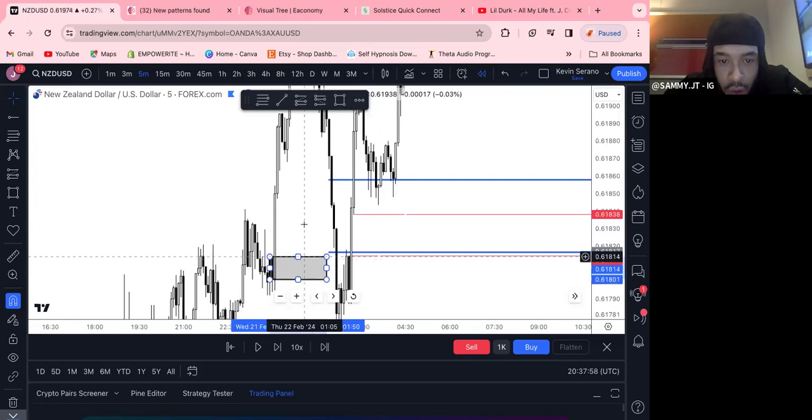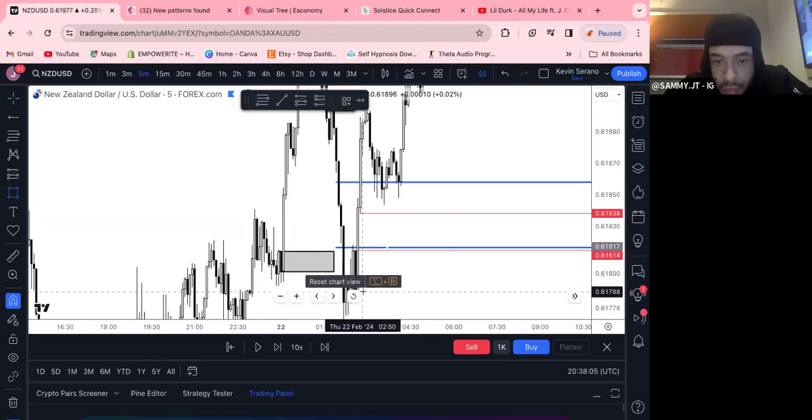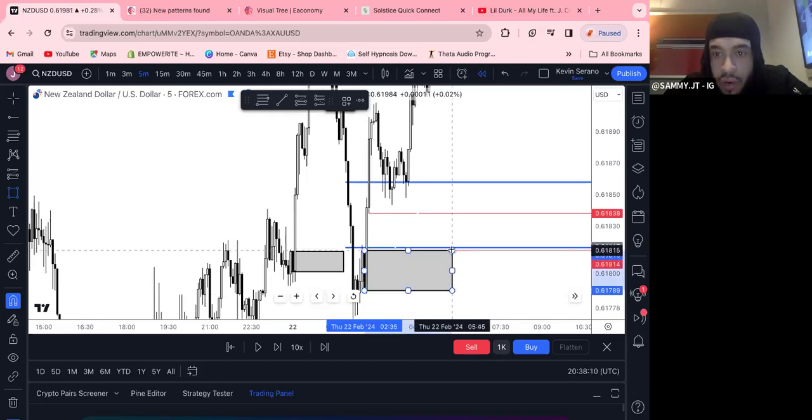So the order block. That's an order block, a sell to buy. We've got another order block. All right, sell to buy. So that's an order block area.